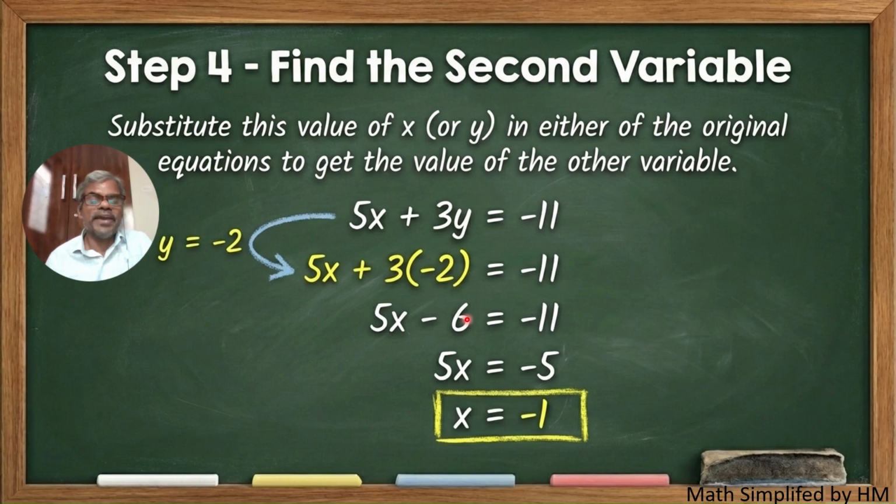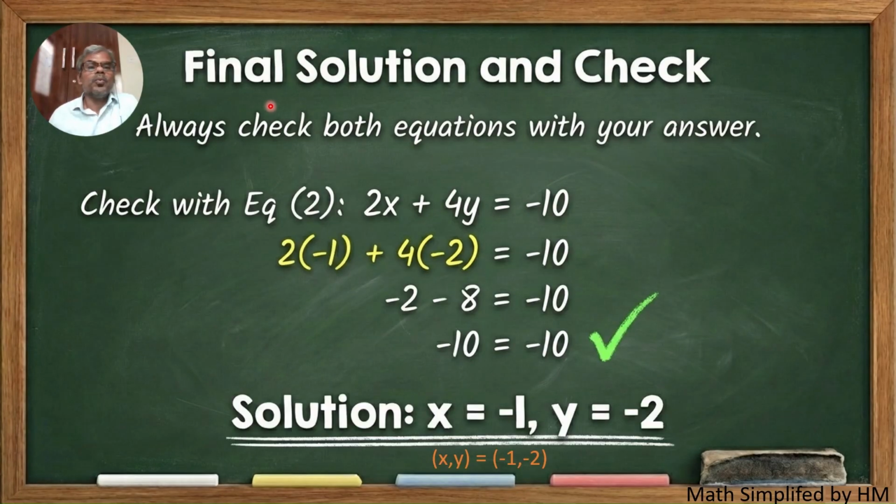We know that when a positive term is multiplied by a negative term, or a negative term is multiplied by a positive term, we get the negative term. Thus, we get here 3 into minus 2 as minus 6, so 5x minus 6 is equal to minus 11. Solving this, we get 5x is equal to minus 5. Dividing both sides by 5, we get x is equal to minus 1. Now, we get the answers for both the variables.